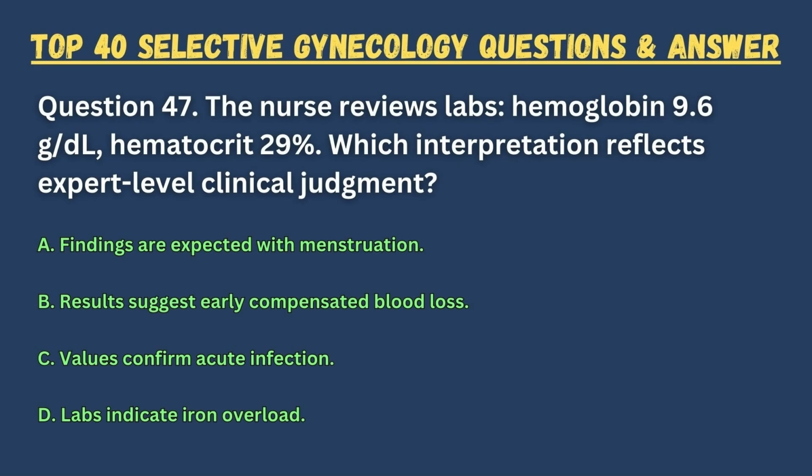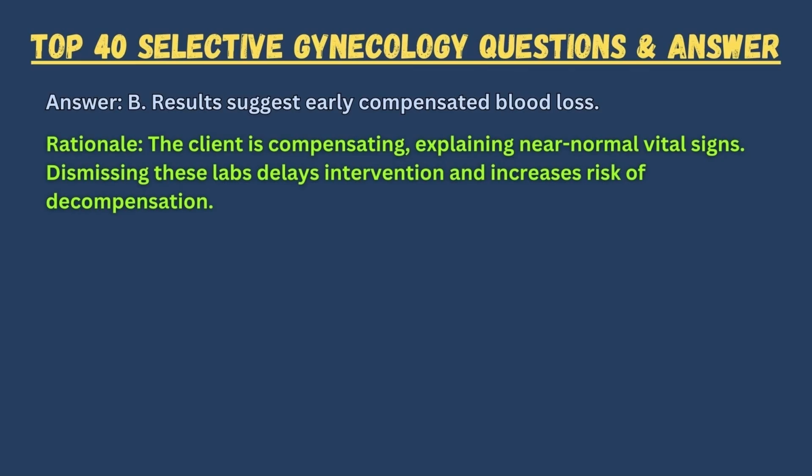Question 47. The nurse reviews labs. Hemoglobin 9.6 gram per deciliter. Hematocrit 29%. Which interpretation reflects expert-level clinical judgment? A. Findings are expected with menstruation. B. Results suggest early compensated blood loss. C. Values confirm acute infection. D. Labs indicate iron overload. Answer: B. Results suggest early compensated blood loss. Rationale: The client is compensating, explaining near normal vital signs. Dismissing these labs delays intervention and increases risk of decompensation.